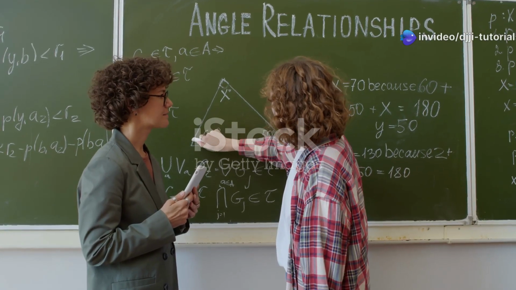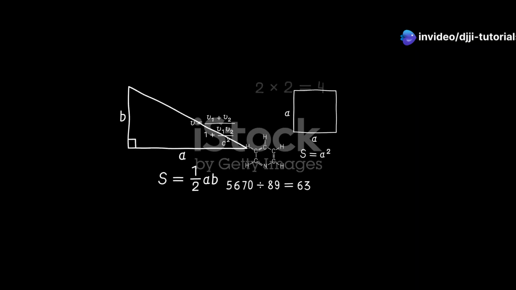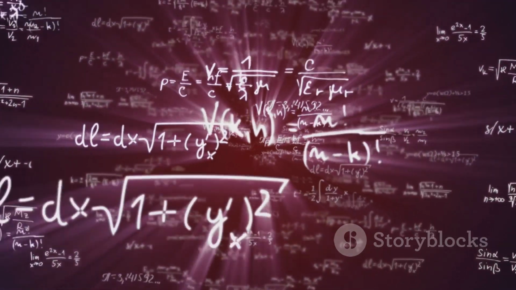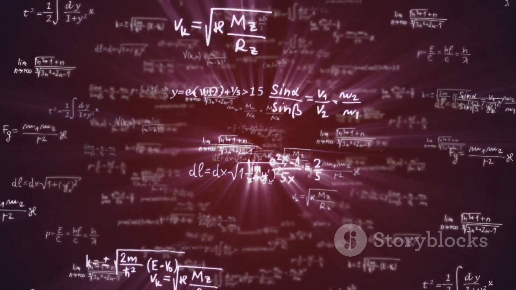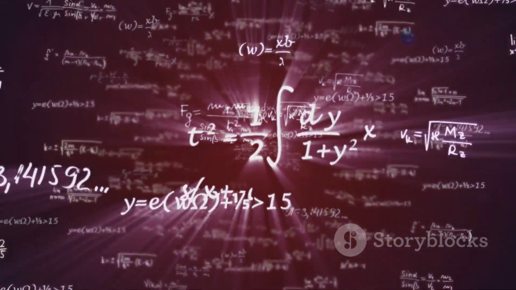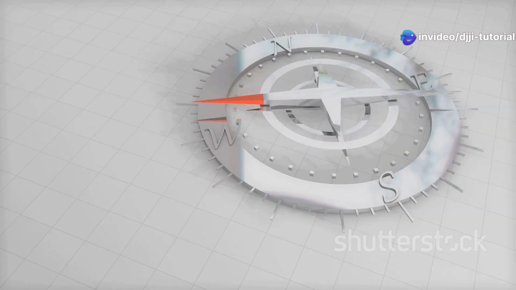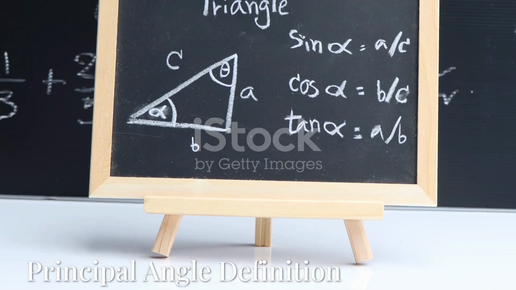So what exactly are coterminal angles? Coterminal angles have the same terminal side when measured in standard position, with the initial side on the positive x-axis. To find coterminal angles, you can add or subtract multiples of 360 degrees or 2 pi radians from the original angle. For instance, 30 degrees, 390 degrees, and negative 330 degrees are all coterminal.